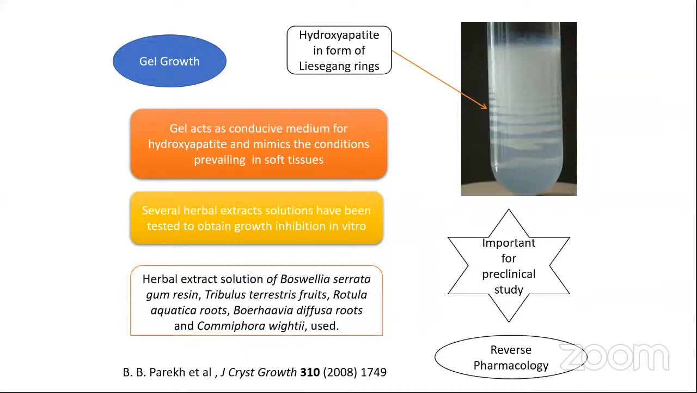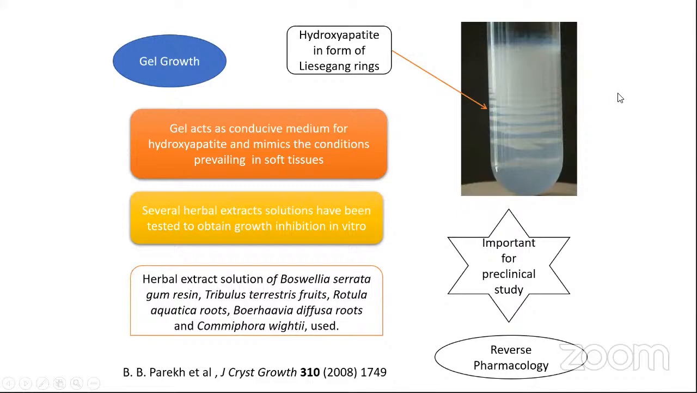Hydroxyapatite crystals are grown in a gel method. This is shown over here on the right-hand side picture. This is the test tube where the gel is formed and the nutrients are poured over the gel surface. And the hydroxyapatite crystals are grown as microcrystals and they are formed in a Liesegang ring.